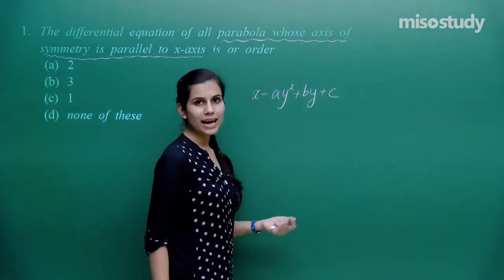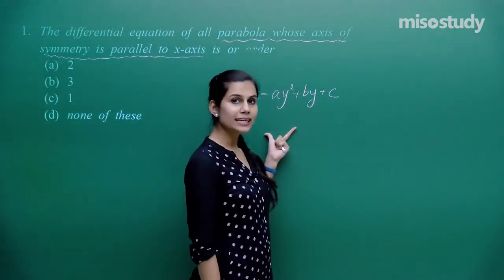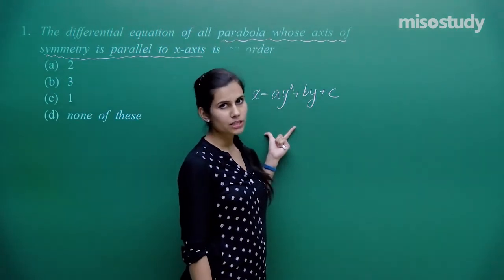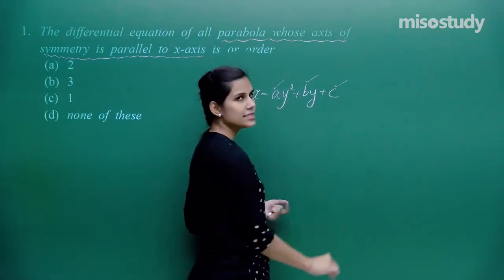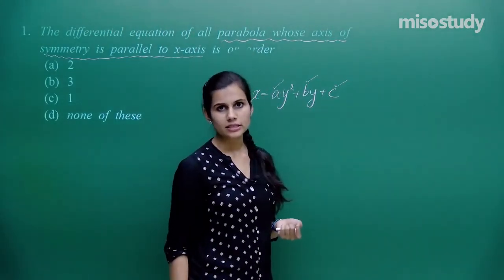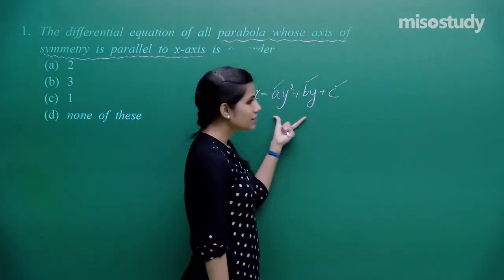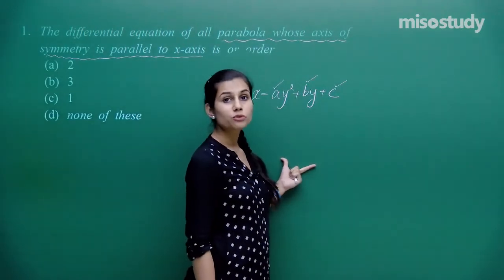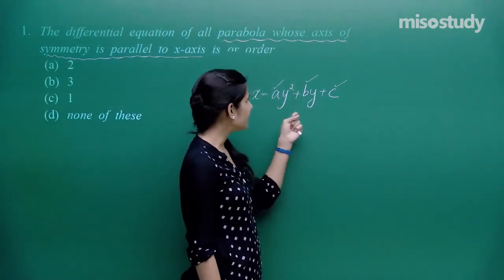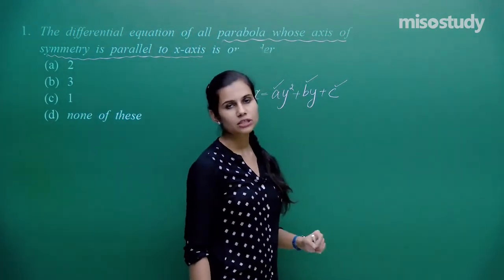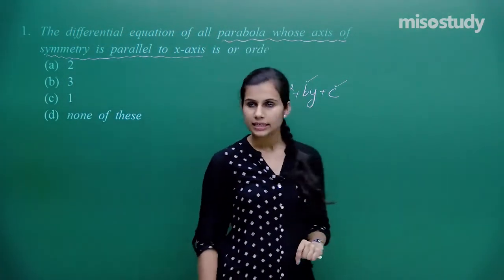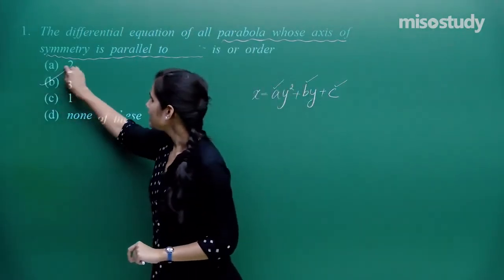Now the moment you have the equation of any parabola whose axis of symmetry is parallel to x-axis, you can very easily see that a, b, c are three independent constants, and therefore in order to get the differential equation, you will have to differentiate 3 times to eradicate the 3 independent constants, and that is going to give the order of the differential equation to be 3, right? And therefore the answer directly is 3.